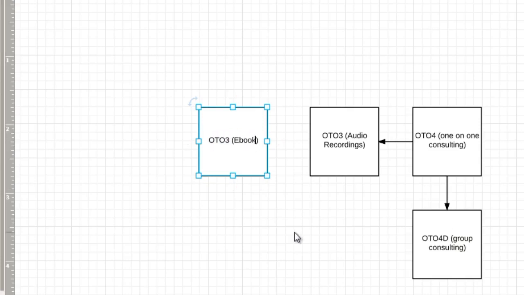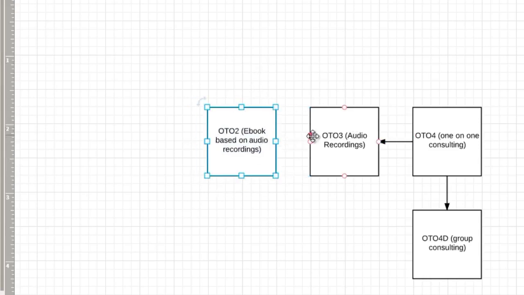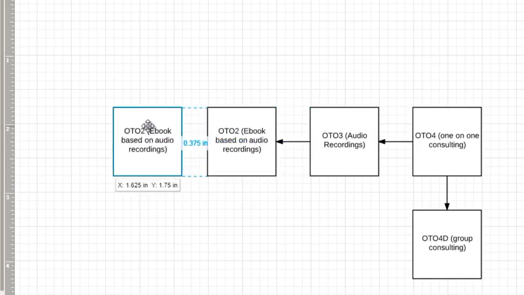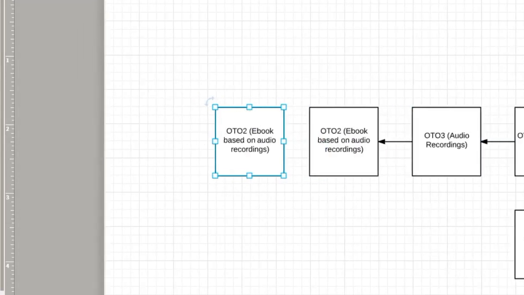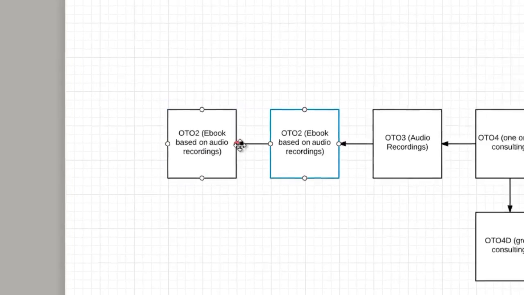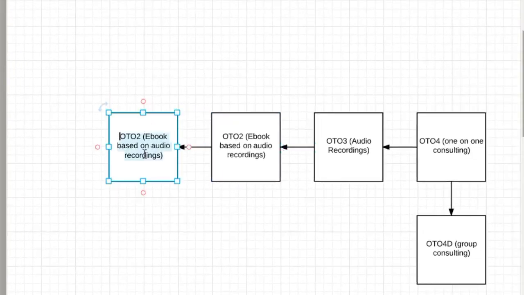an ebook based on that audio recordings, but not as much. So they're getting double over here, obviously, right? The next thing we have is OTO 2. So we're moving backwards here. I like to use arrows for progression, but obviously later on we're going to have to switch the arrows because we're going to move in the other direction, right? This is just to help me build it out initially.